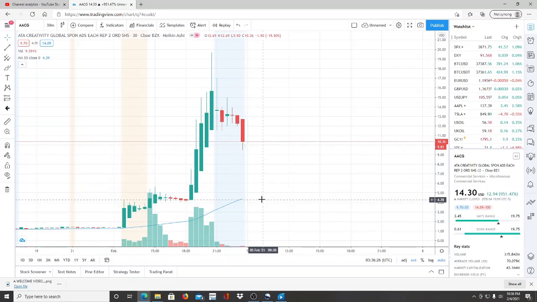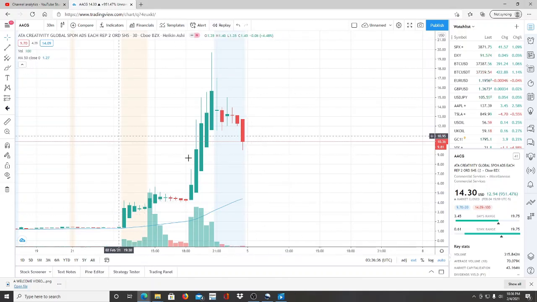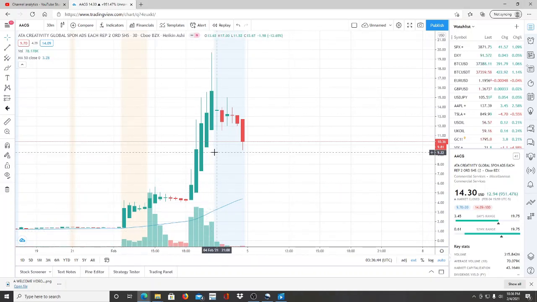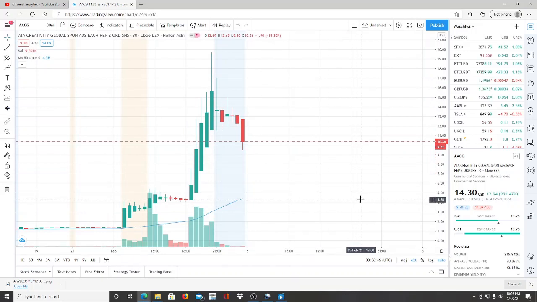So the 50-day moving average is 4.39. As long as we are above it, let's see if I can land exactly on it. Yeah, it's jumping around, but as long as we're above it, we're in bullish territory, and the moment we're below it, we're in bearish territory. So I want every single investor to be aware. It's currently in bullish territory, but we have some support and resistance to look at carefully.